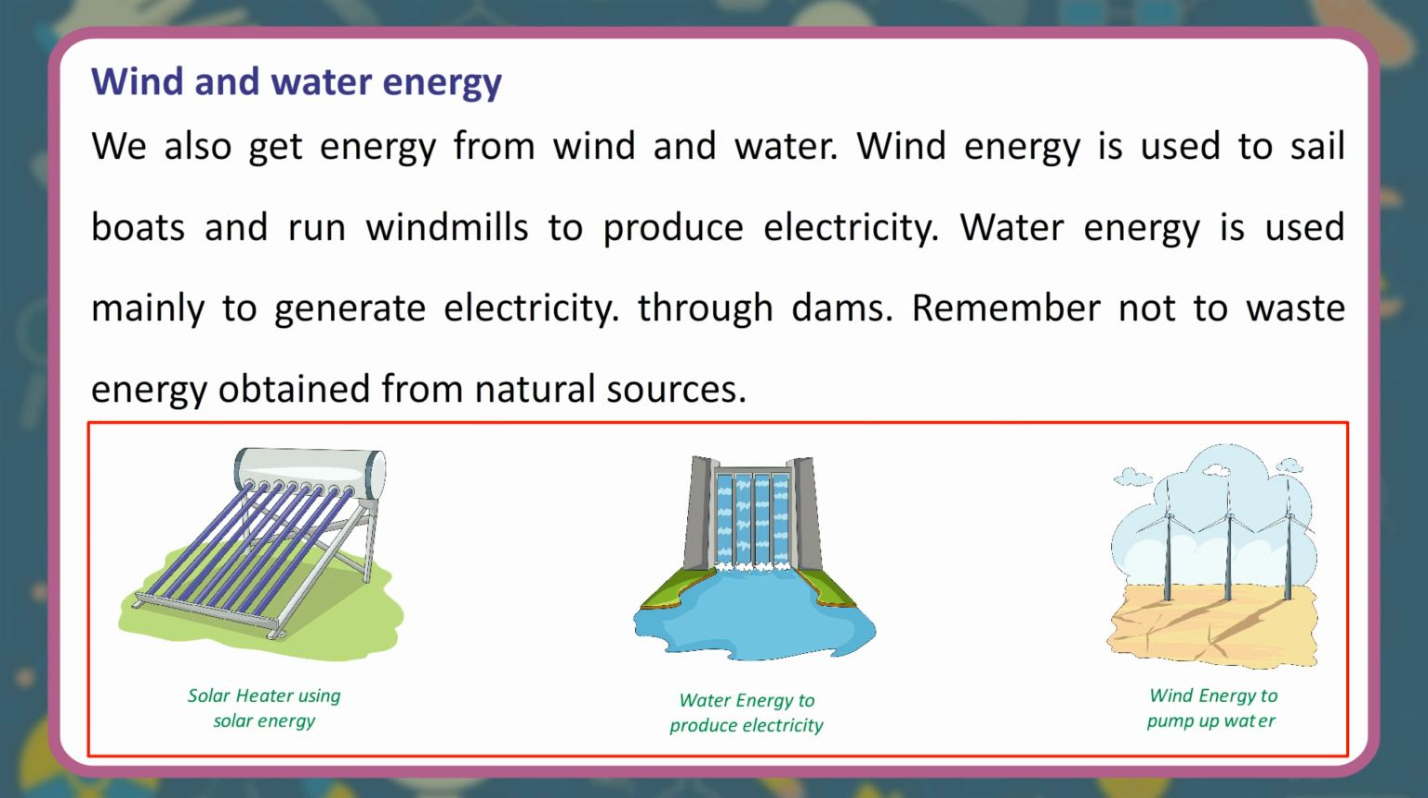Wind and water energy. We also get energy from wind and water. Wind energy is used to sail boats and run windmills to produce electricity. Water energy is used mainly to generate electricity through dams. Remember not to waste energy obtained from natural sources.